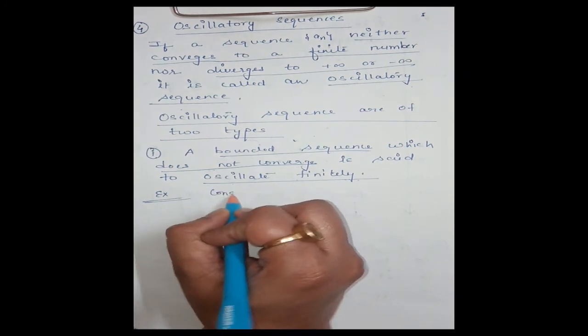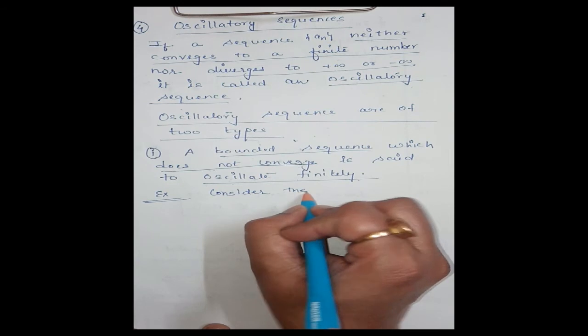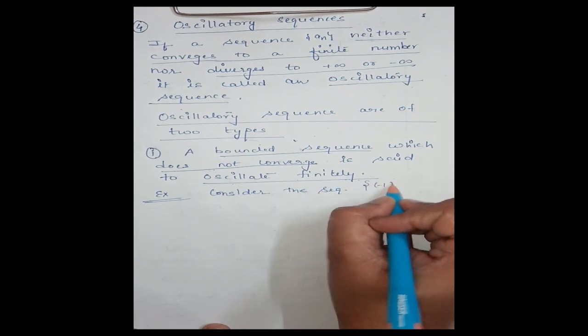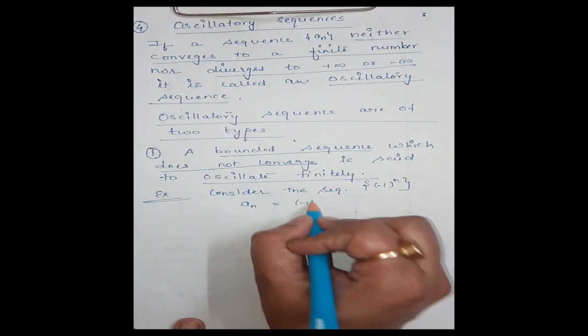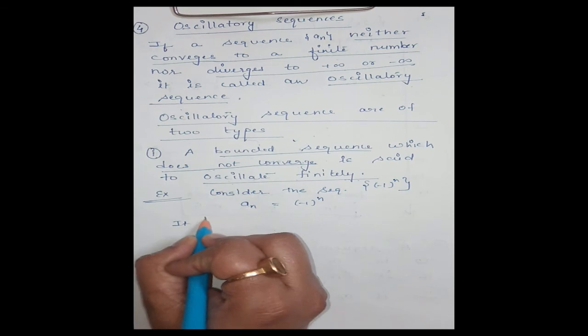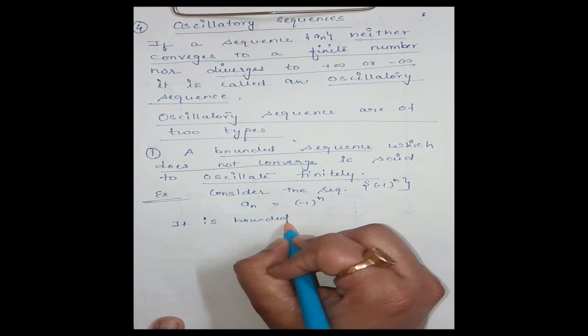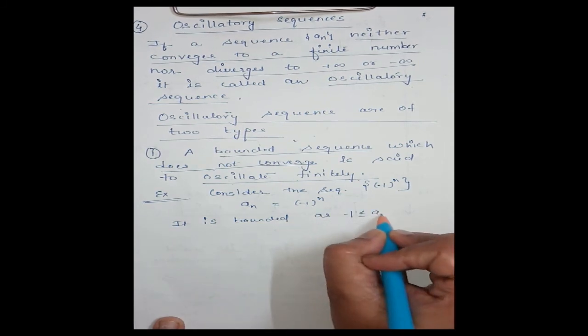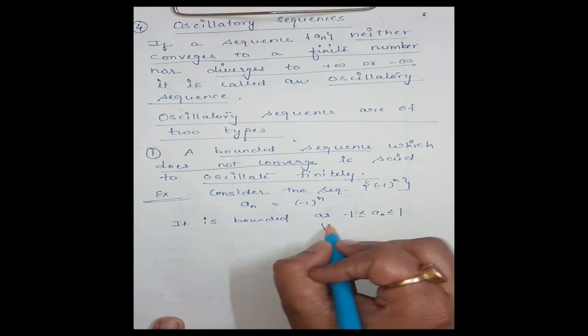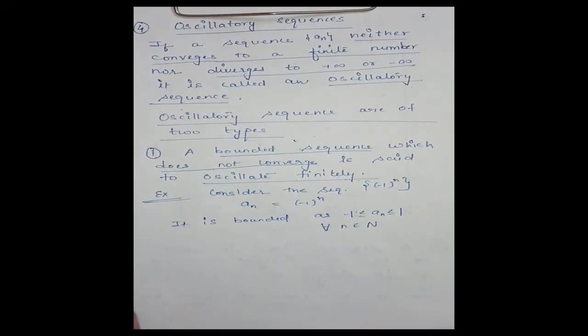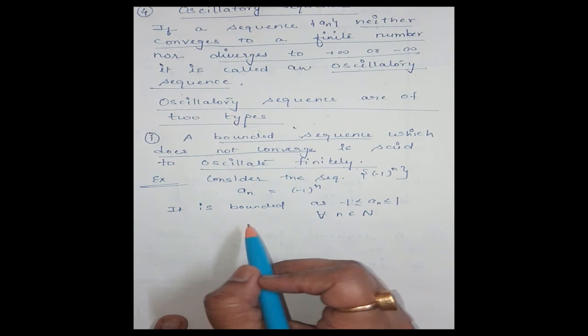Let us consider the sequence with nth term (-1)^n. Then a_n is (-1)^n, so the terms will be -1, 1, -1, 1. It is bounded by -1 and 1, as -1 ≤ a_n ≤ 1 for all n belonging to the natural numbers. Therefore it is bounded.